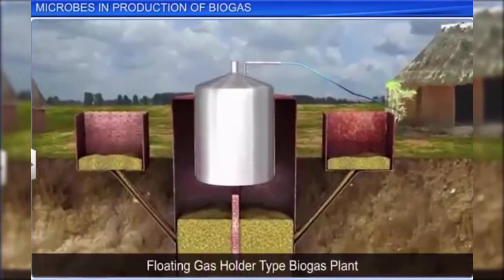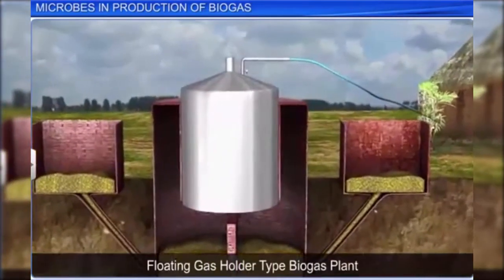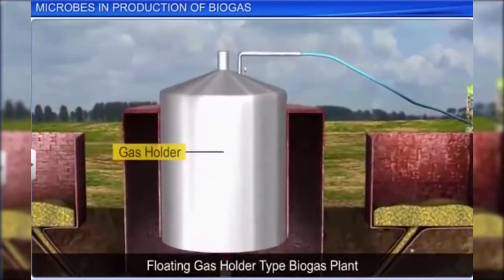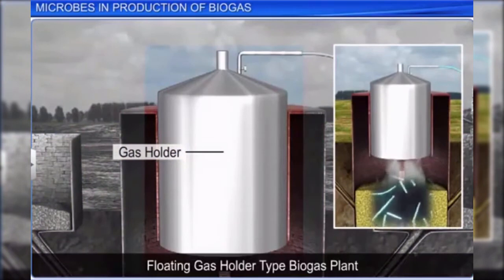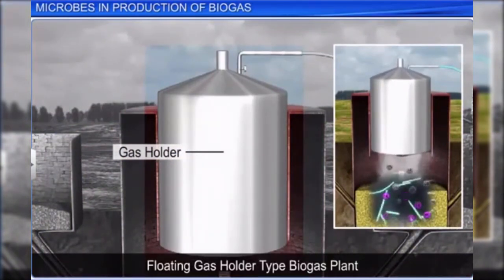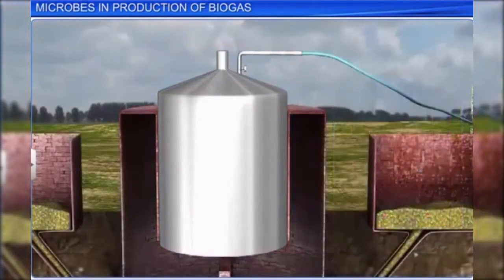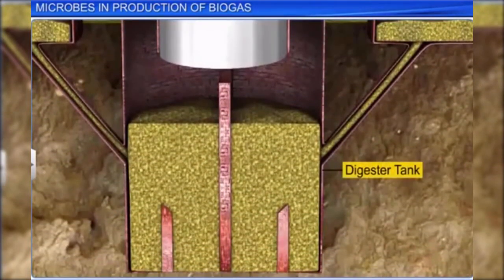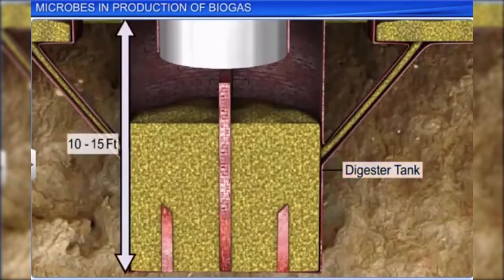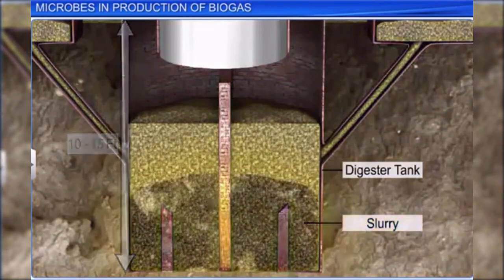The floating gas holder type of biogas plant is covered with a floating lid so that it can freely rise when microbial activity by methanogens produces gas inside the biogas plant. A biogas plant usually consists of a concrete tank that is 10 to 15 feet deep, where a slurry of dung and other biowastes like plant and animal remains is placed.